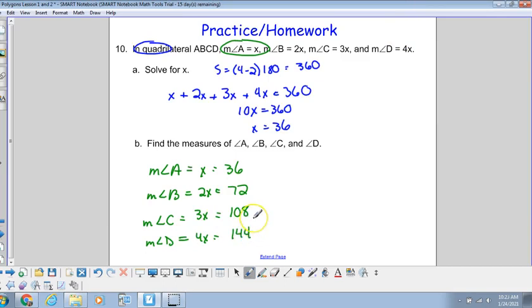And if we add all of these up, we find that they do, in fact, add up to be 360 degrees, which is what the sum of the interior angles of a quadrilateral adds up to be. And that's it.